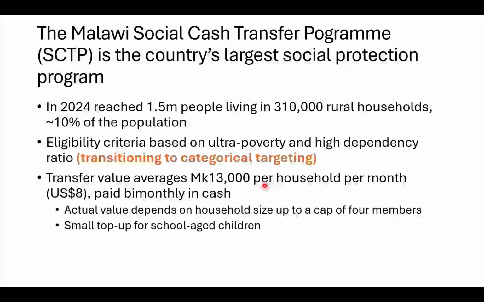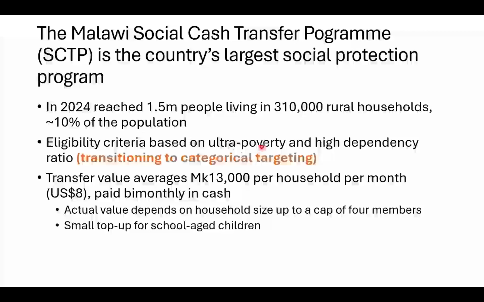So let's go into Malawi now, which is going to be the focus of our attention. The program there that we're studying is their flagship social protection program. It's called the Malawi Social Cash Transfer Program, the SCTP. It reaches about 1.5 million people, about 10% of the population, but it's currently expanding a little bit. They're trying to get to 15%. So it's an interesting period there.